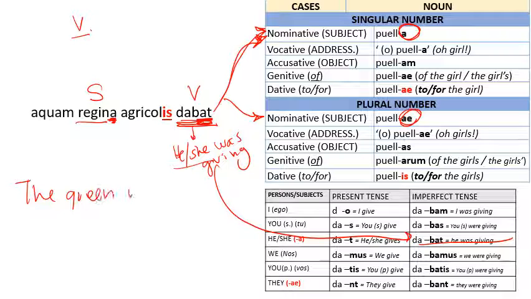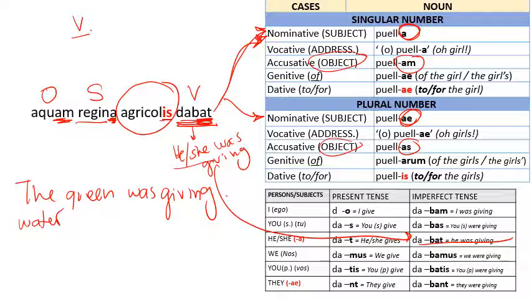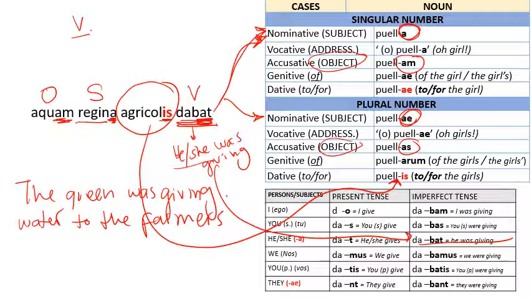was giving. What was she giving? I need an object, and the object ends in am, or as if it's many. I have am. That's perfectly fine. The queen was giving aquam, which means water. And then what about agricolis? It ends in is, so it can only be dative plural. To the farmers. I said to because it makes better sense to say she was giving water to the farmers rather than for the farmers.